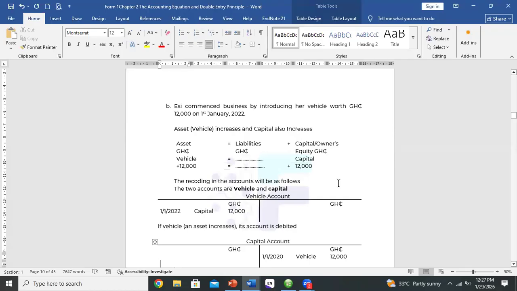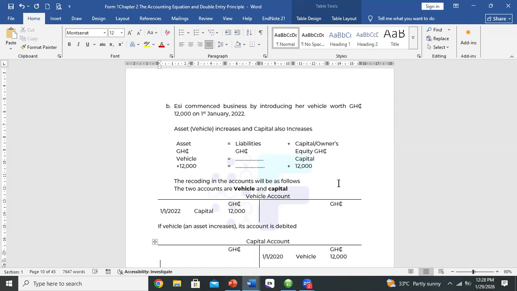Commenced is the same as started, by introducing her vehicle. So here, AC didn't bring cash or check. She brought a vehicle. So the vehicle is an asset. So you see why it's important for you to know what an asset is and the examples of assets. Because then you'll be confused.